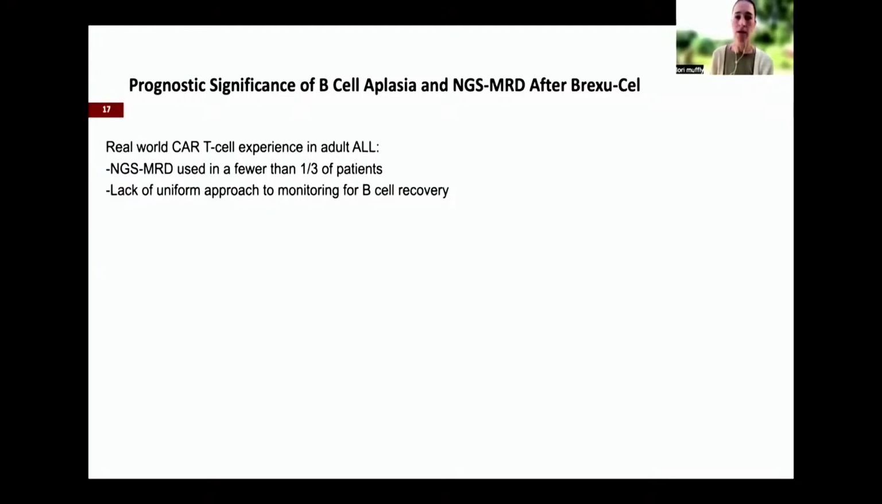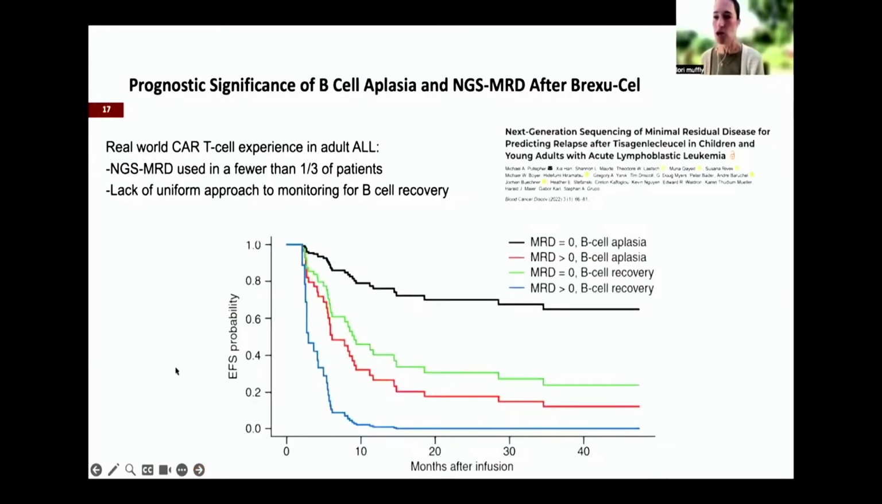And we also found that there's a lack of uniform approach to monitoring for B-cell recovery post-CAR in adult ALL. However, the pediatricians do this much more frequently and much more consistently. And there's a very nice paper by the pediatric group here in Blood Cancer Discovery, really looking at these two variables, NGS MRD and B-cell aplasia.